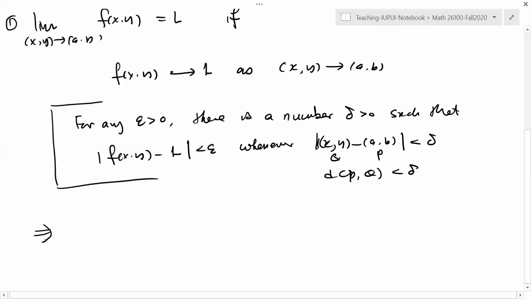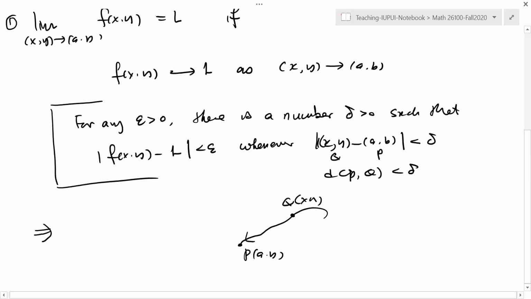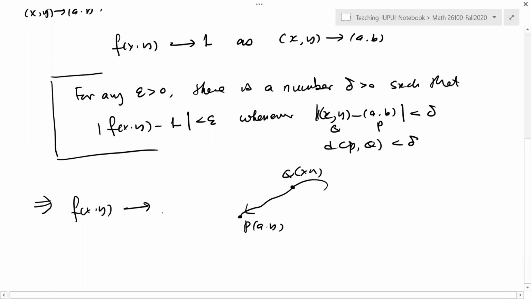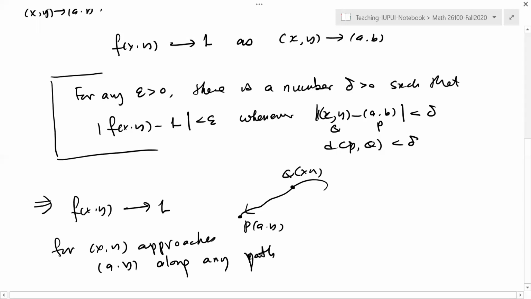This is a point P, which is (a, b), and this is any point Q, which is (x, y). So that implies f(x, y) approaches L as the point approaches (a, b) along any path to go to the point P, okay?